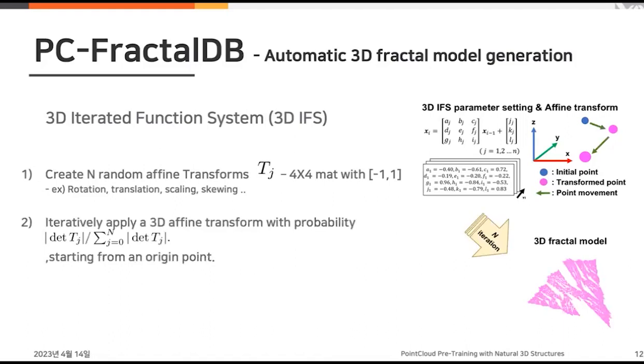Then, starting from an origin point, they iteratively apply these affine transforms to it. They selected each T_j with probability of the absolute determinant of T_j over the sum of all absolute determinants of T_j. So doing this first and second step n number of times, you get a 3D fractal model. And the paper did it with 4,000 iterations.